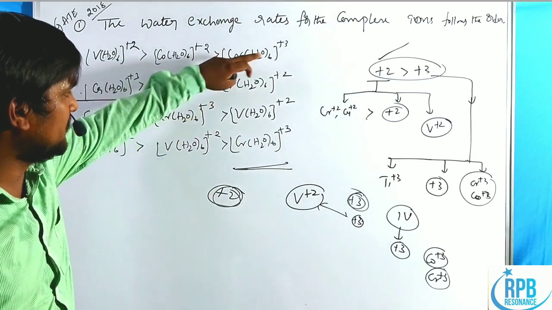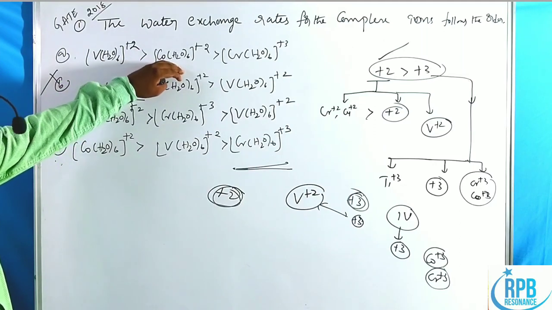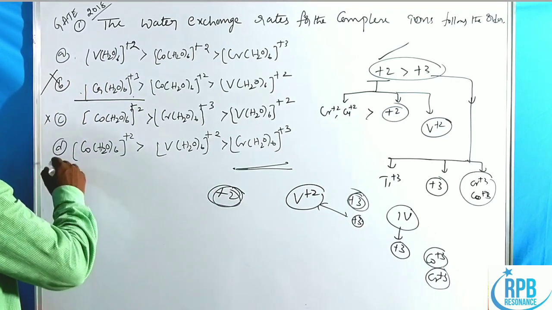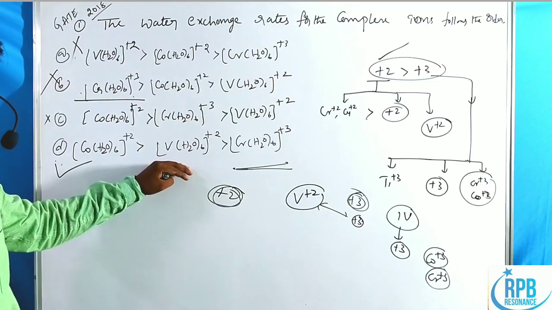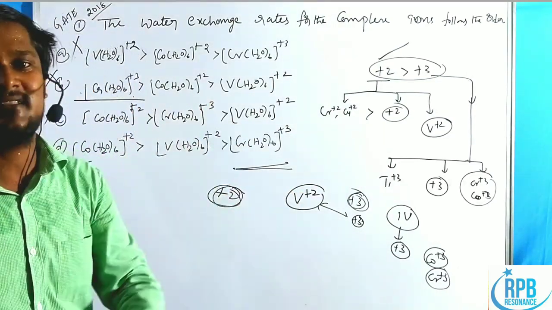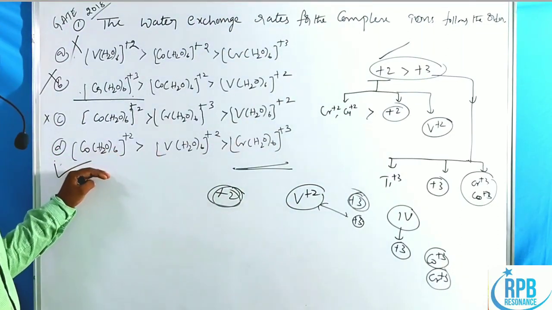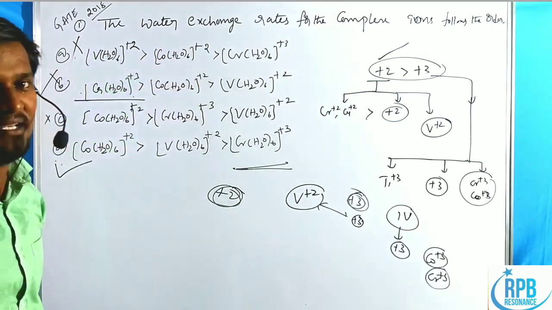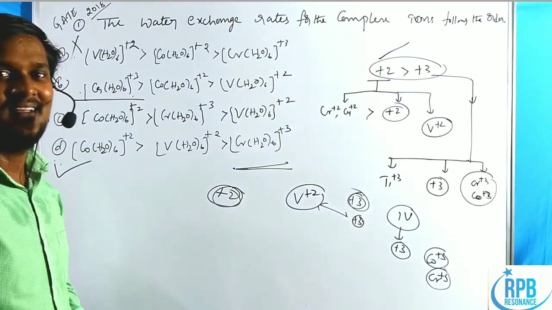So with chromium plus 3 least, we compare vanadium plus 2 and cobalt plus 2. Cobalt plus 2 will show a higher rate than vanadium plus 2. That's why option D is correct and option A is wrong. Among all the plus 2 ions, vanadium plus 2 is the least able to exchange the water molecule, lesser than cobalt plus 2. That's why option D is correct. Option A has vanadium plus 2 greater than cobalt plus 2, so it is wrong. A very easy question for getting GATE marks. Thank you for watching.